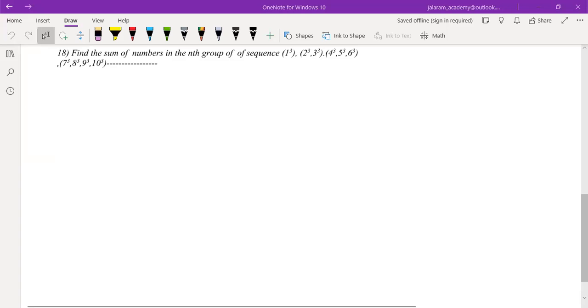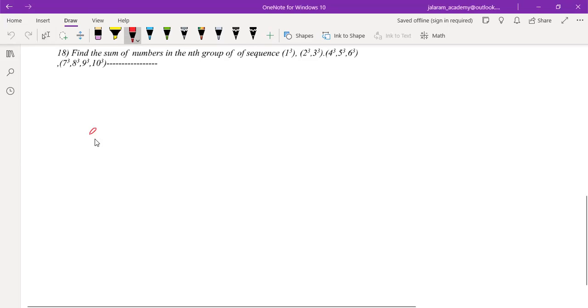So welcome back students. Now we will discuss the series related to the natural numbers: sum of natural numbers, sum of squares of natural numbers, and sum of cubes of natural numbers, and the method by which we can find their sum. Okay. So first of all, always remember a thing.